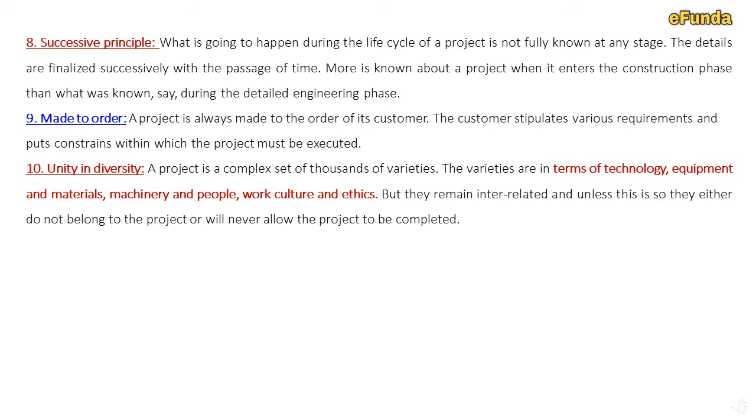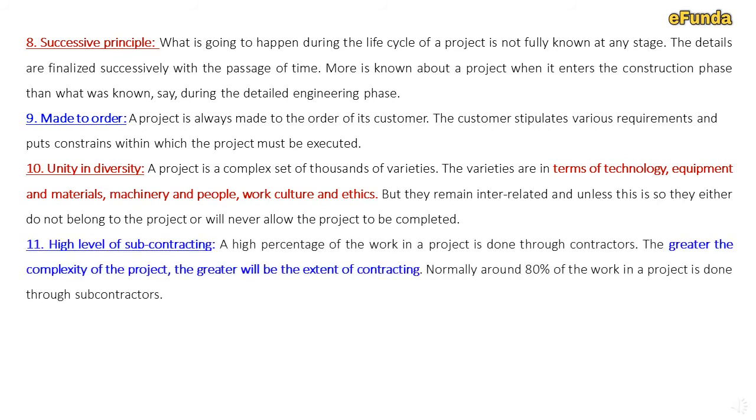The varieties are in terms of technology, equipment and materials, machinery and people, work culture and ethics, but they remain interrelated, and unless this is so, they either do not belong to the project or will never allow the project to be completed. Eleventh point, high level of subcontracting.